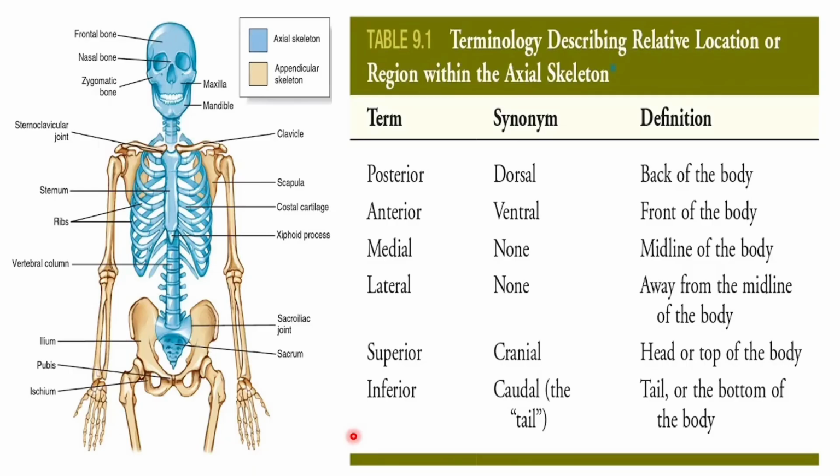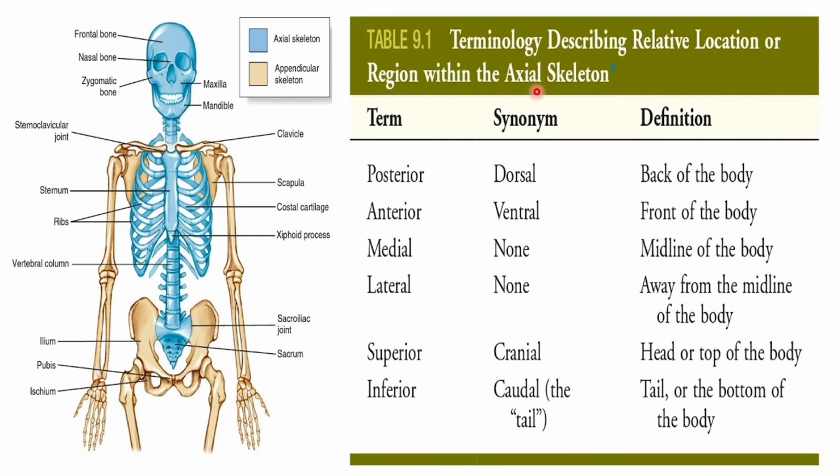So coming to the introduction, the basic skeletal system has been classified into two different parts: the axial skeleton and the appendicular skeleton. The axial skeleton consists of 80 bones and the appendicular skeleton consists of 126 bones. The vertebral column comes under the axial skeleton.